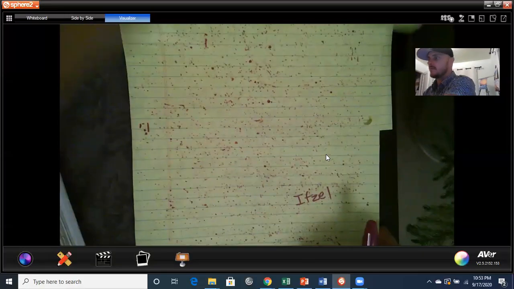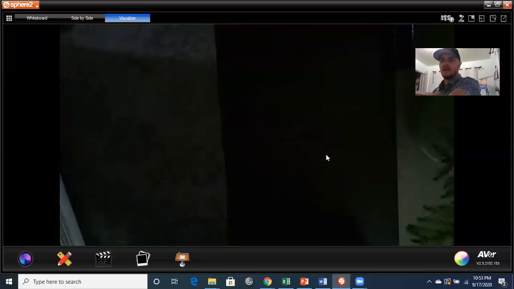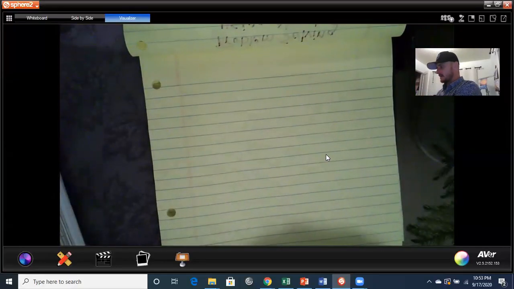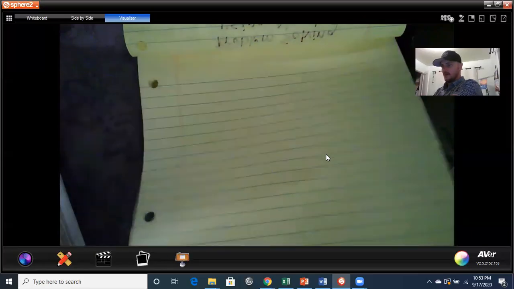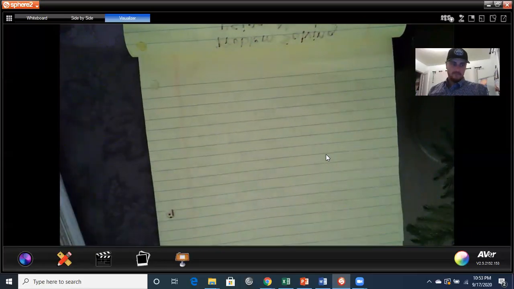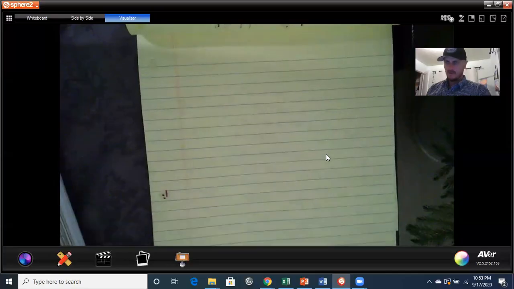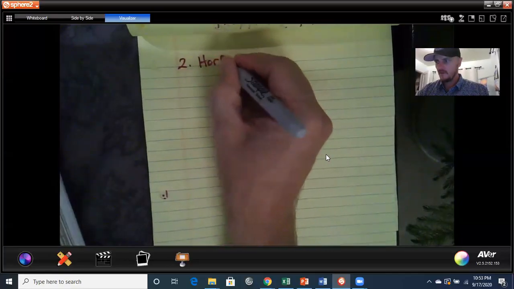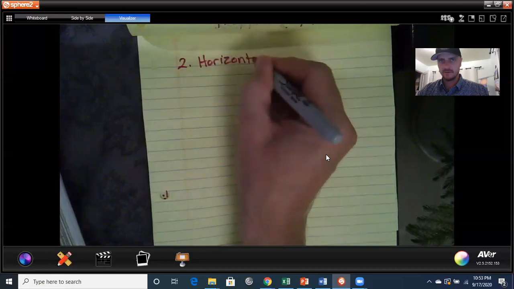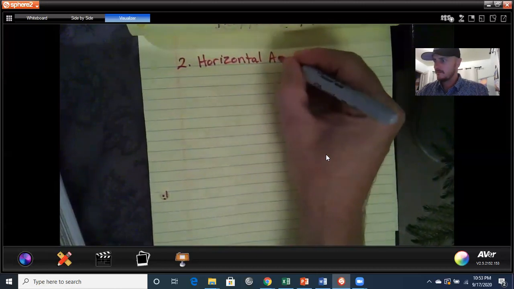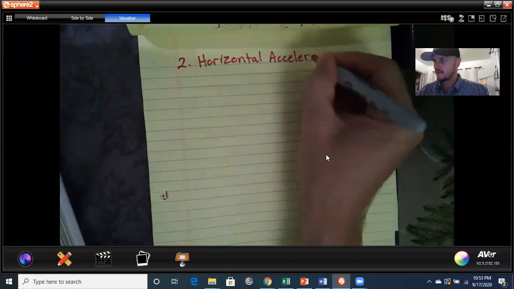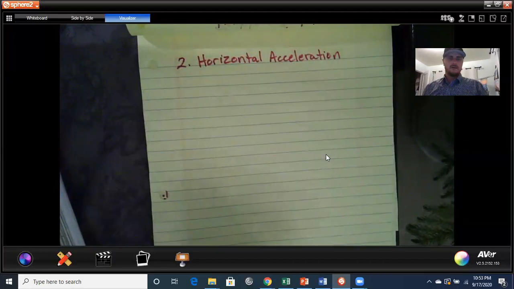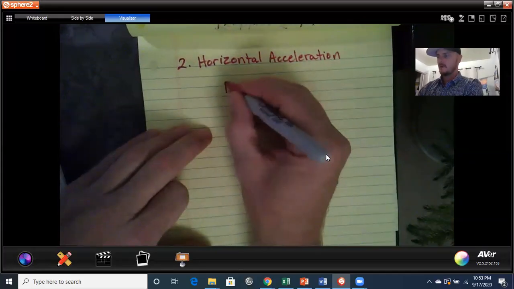So let's go on to number 2, and we're going to look at something we've already been looking at, but I'm going to expand it a little bit. So let's just look at horizontal acceleration. I'll write it as horizontal acceleration. You've already seen 2 problems like this, so here's a third. Horizontal acceleration.